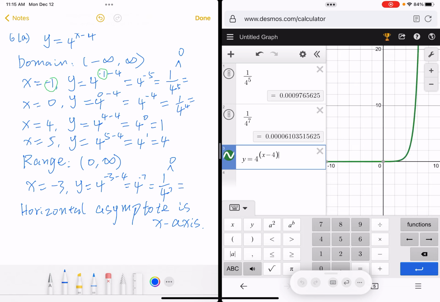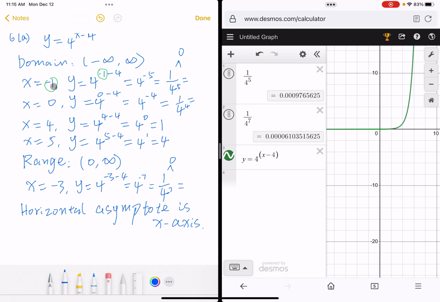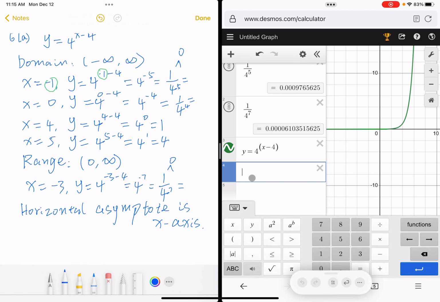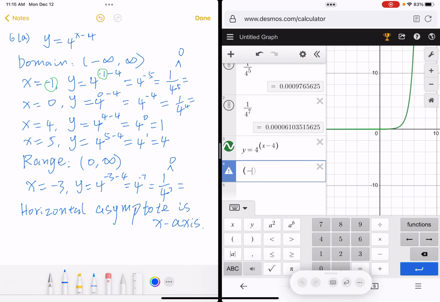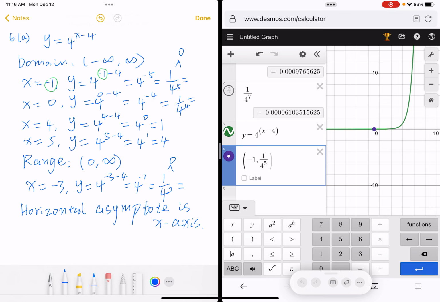For example, again, 1 over 4 to the 5th. When x is -1, you have a y value of this. So you may put -1, and then 1 divided by 4 to the 5th. So you may put a close bracket here.